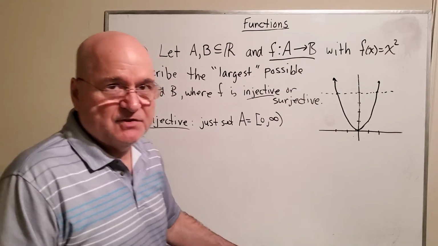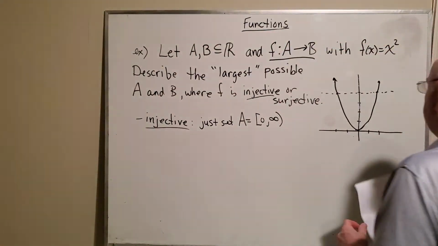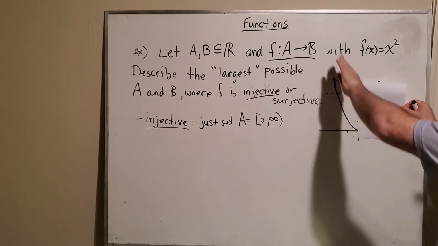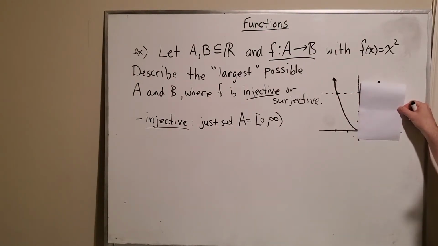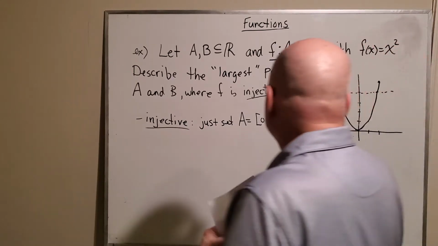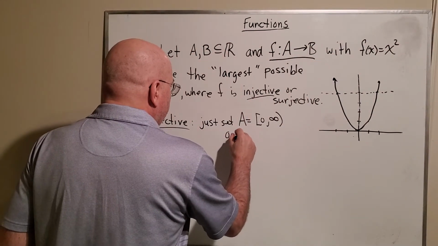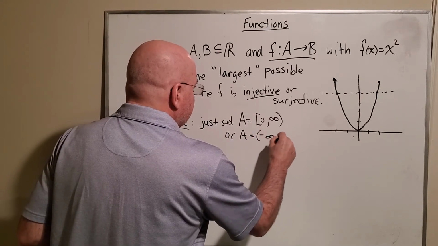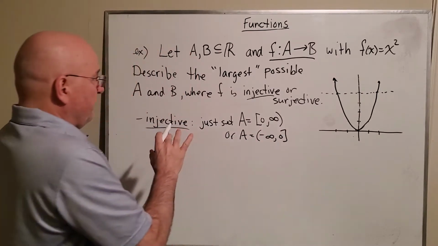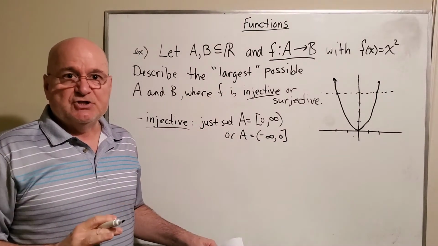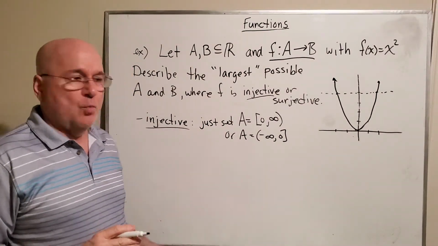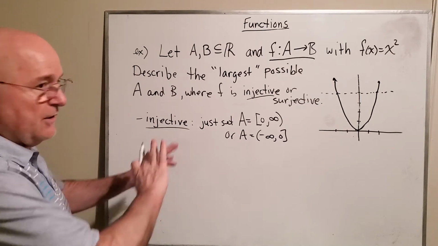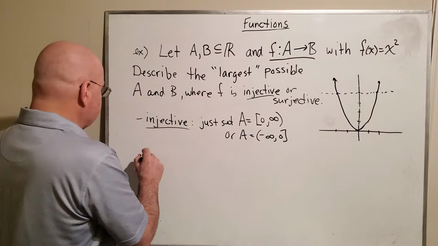Now, I didn't have to do it that way. I can think of one other way to do it. Use the left half. This left half will pass the horizontal line test, so that would make it an injection as well. So I'm going to say, or A equal to negative infinity to 0. That's all we have to do to make it an injection, an injective one-to-one function. Now, let's move on to the next thing.